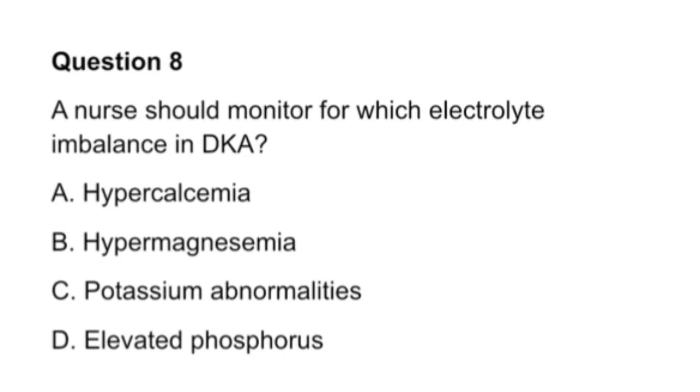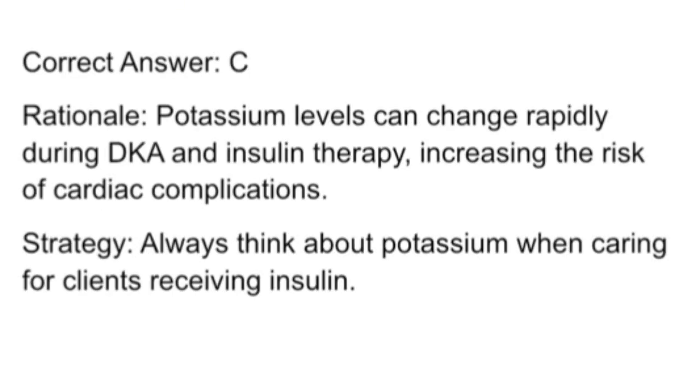Question 8. A nurse should monitor for which electrolyte imbalance in DKA? A. Hypercalcemia. B. Hypermagnesemia. C. Potassium abnormalities. D. Elevated phosphorus. Correct answer, C. Rationale: potassium levels can change rapidly during DKA and insulin therapy, increasing the risk of cardiac complications. Strategy: always think about potassium when caring for clients receiving insulin.